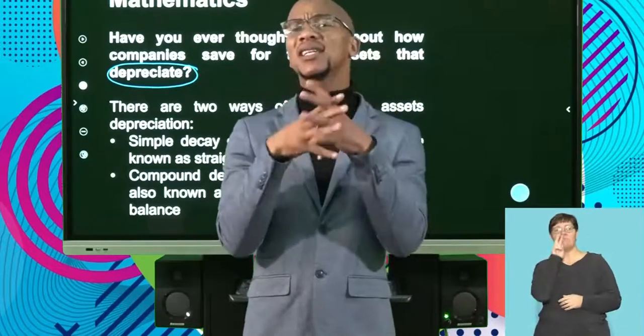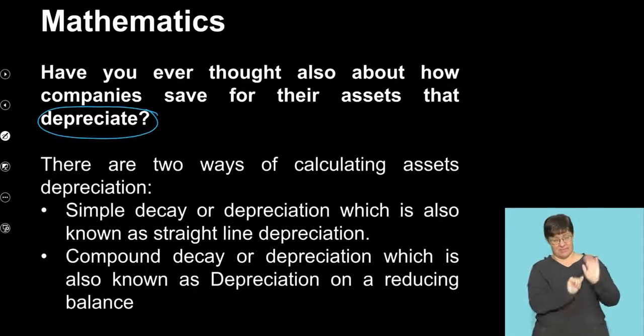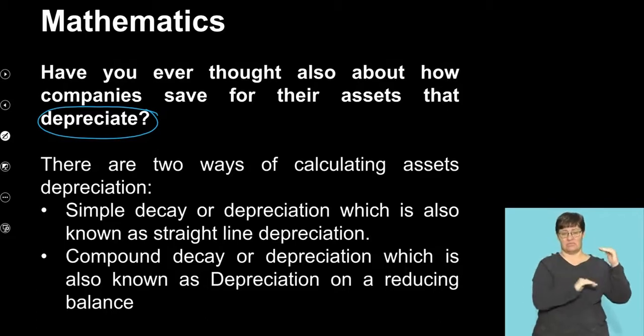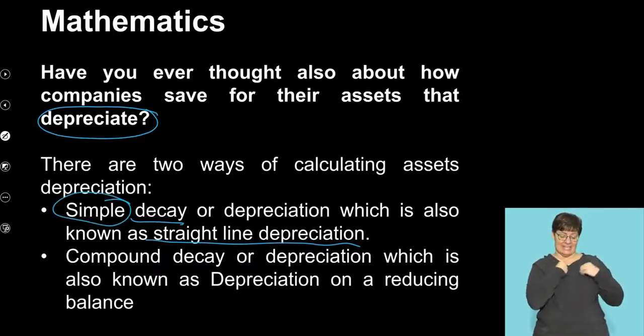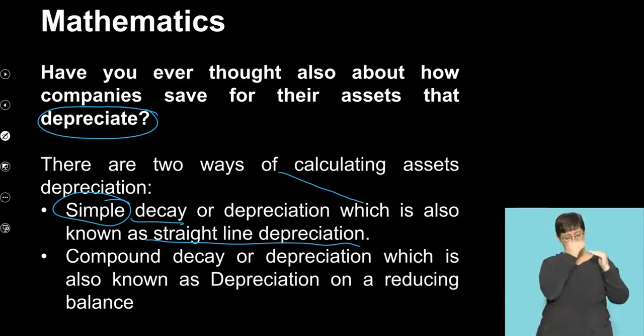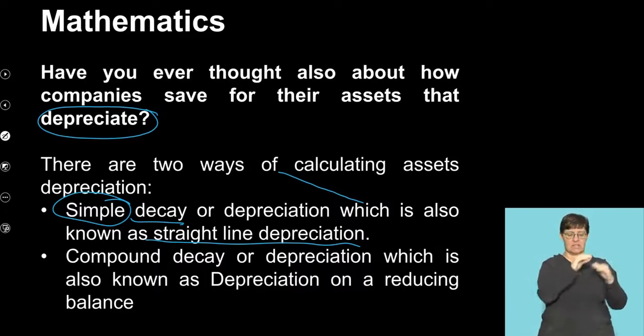So let's look at a scenario that has to do with Company A. Now, there are two ways of calculating the asset's depreciation, right? There is what we call the simple decay, or depreciation, which is also known as straight line depreciation. So this is when the rate at which your assets are depreciating is constant throughout. So this is just a straight line going down like that. It does not fluctuate based on inflation or anything like that. No, it's just going down at the same rate.